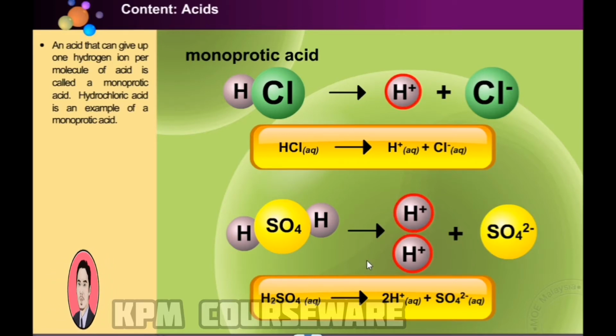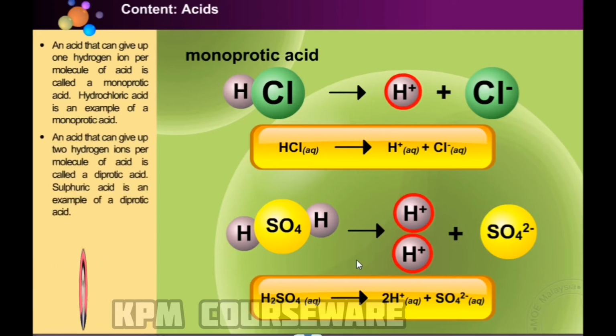Whereas sulfuric acid releases two hydrogen ions. An acid that can give up two hydrogen ions per molecule of acid is called a diprotic acid. Sulfuric acid is an example of a diprotic acid.